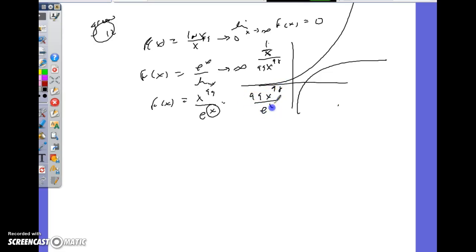Same thing here, because this one goes 99x to the 98. This one becomes e to the x, doesn't change. You're like, well, that didn't really help much, except you can keep doing this, right? Eventually, the x is going to go away. This is going to stay e to the x. So it's eventually going to win. That's the rule they know. That's called L'Hopital's rule.